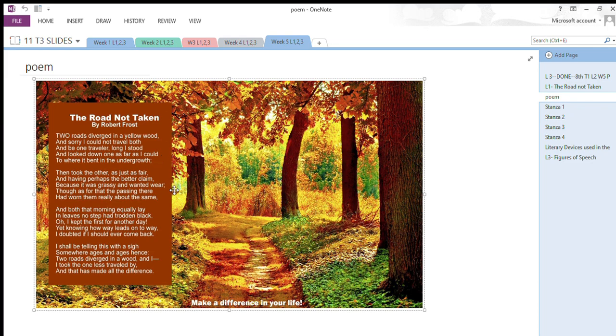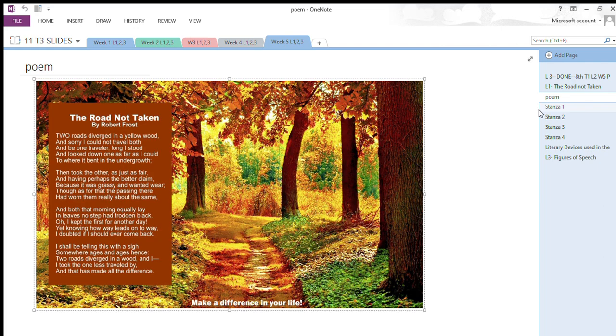Though as for that the passing there had worn them really about the same. And both that morning equally lay in leaves no step had trodden black. Oh, I kept the first for another day, yet knowing how way leads on to way, I doubted if I should ever come back. I shall be telling this with a sigh, somewhere ages and ages hence, two roads diverged in a wood, and I took the one less travelled by, and that has made all the difference.